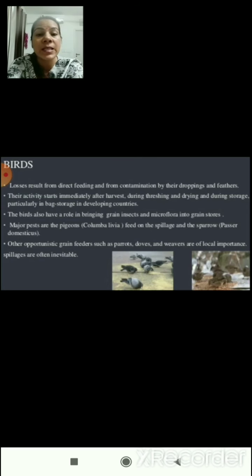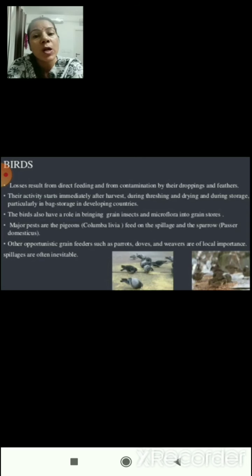Their activity starts immediately after harvest, during threshing and drying, and during storage, particularly in bag storage in developing countries. Not only this, sometimes when the crop is in the field, birds like parrots etc. feed on the fruit, which causes loss in the productivity of that crop on which they are feeding.